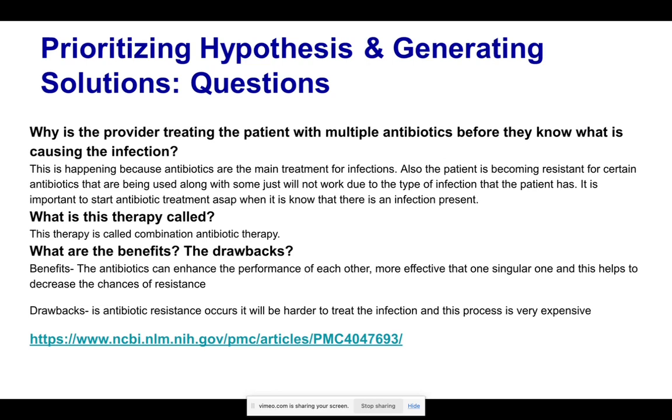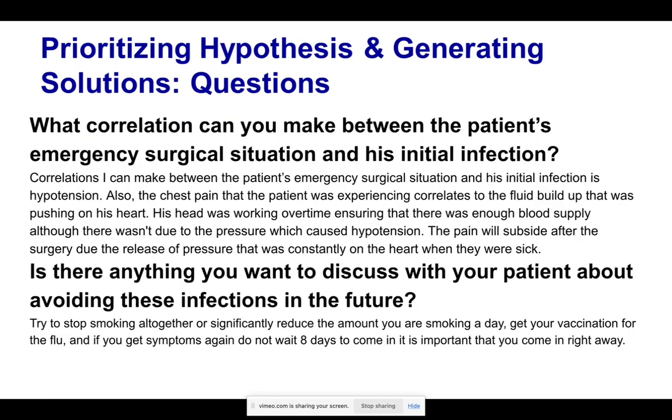Some benefits to this is that using multiple antibiotics can enhance the performance of each other, and it is more effective than just using one antibiotic and decreases the chances of resistance. Drawbacks are if the antibiotic resistance occurs, it will be much harder to treat the infection, and this process is very expensive. So, what correlation can you make between the patient's emergency surgical situation and his initial infection?